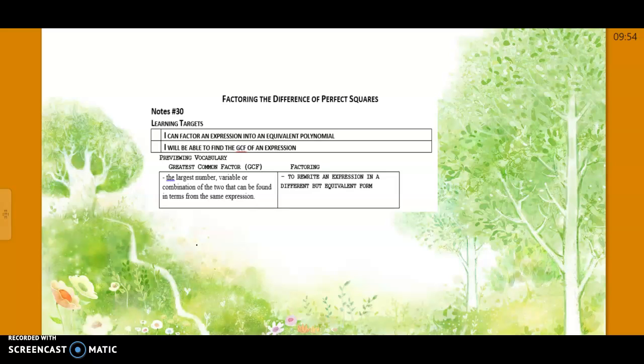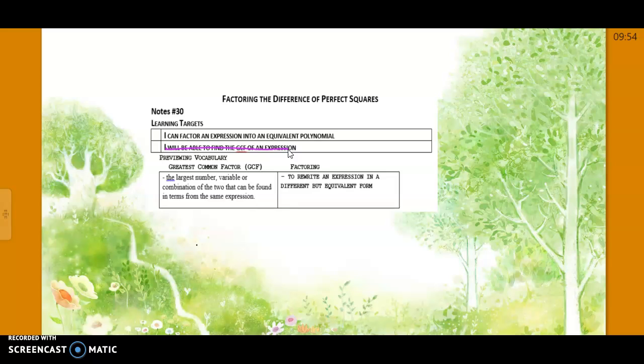Well, today we get into some fun with difference of perfect squares. So we're going to be doing factoring again, which is the opposite of a process that we've already learned. And so hopefully by the end of this, you'll be able to factor an expression into an equivalent expression. We're not going to be finding the GCF. I apologize, this is incorrect. We're going to be trying to find or define what a perfect square is, okay?